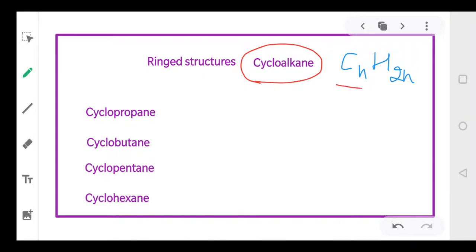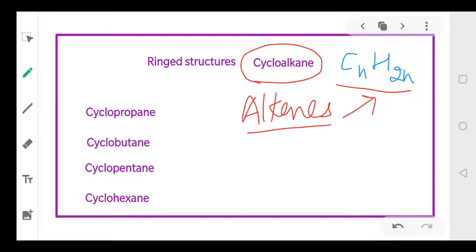Cycloalkanes have a formula CnH2n. आप मुझे बता सकते हैं ये formula हमने पहले भी किया है. Can you tell me this formula? This is the general formula of which compounds? Right, alkenes. So alkenes also have this general formula. Alkenes का general formula भी CnH2n ही होता है. Cycloalkanes also have a general formula CnH2n. Then what is the difference between these two?